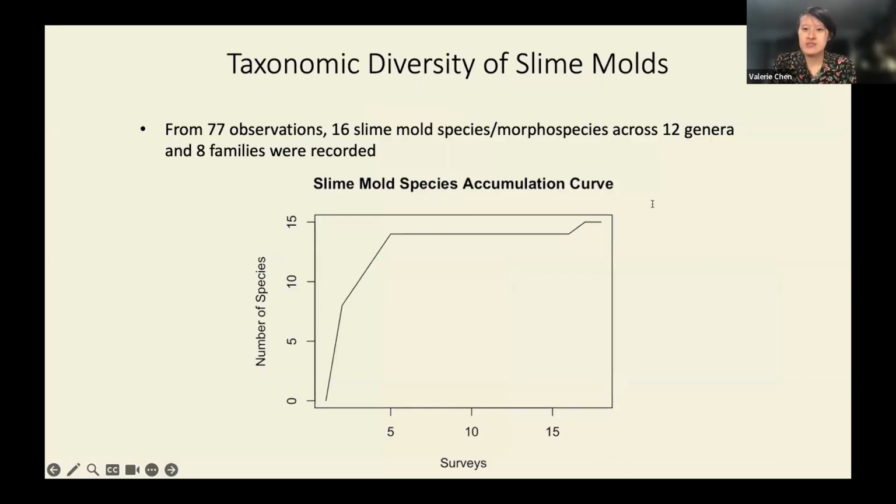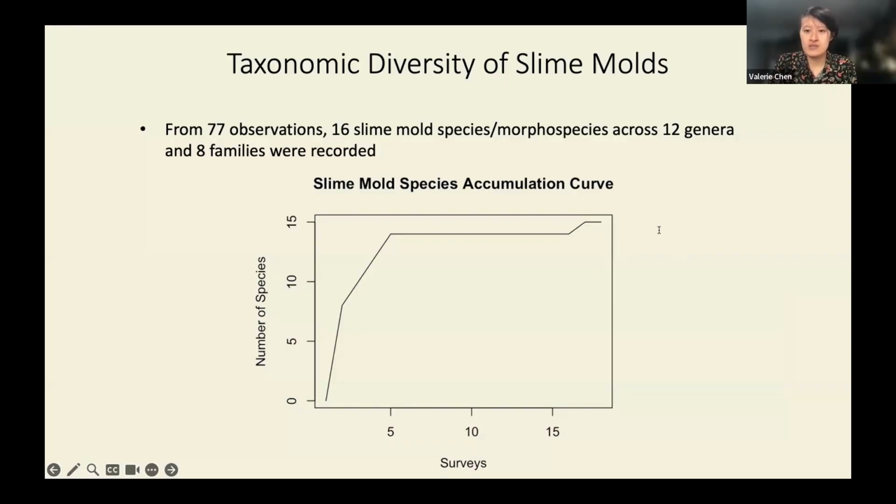So moving on to some of the slime mold data from my survey, from 77 observations, I recorded 16 slime mold species or morphospecies across 12 genera and 8 families. My species accumulation curve below seems like it leveled out in the middle, but that was during the colder months when slime molds weren't fruiting.